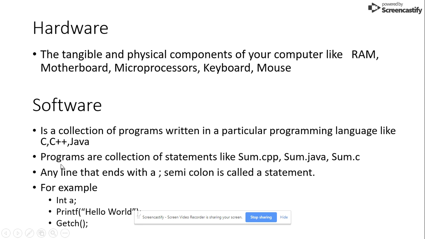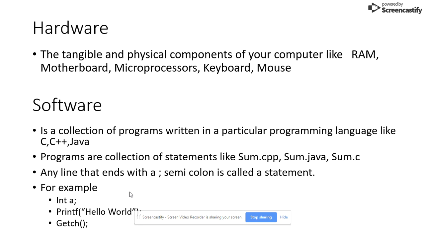What is a program? Programs are collections of statements named as some.cpp, some.java, and some.c. A statement is a line that ends with a semicolon. Basically, software is a set of instructions written to the computer. The instructions end with a semicolon, which are called statements. The statements are collectively called a program, and when multiple programs are combined, they are called software.